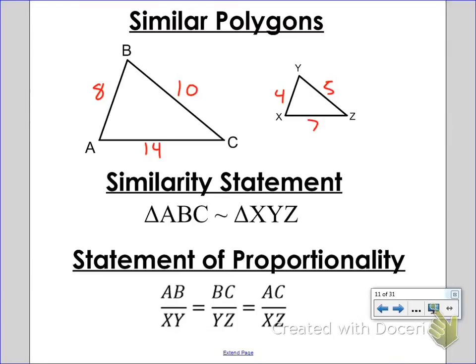So each one of these would have the exact same proportion, where essentially triangle XYZ is half the size of triangle ABC, because every single one of the sides is half of the side length from triangle ABC.